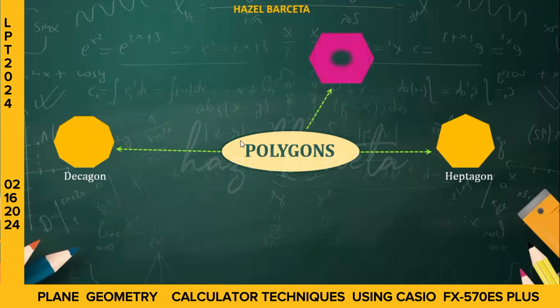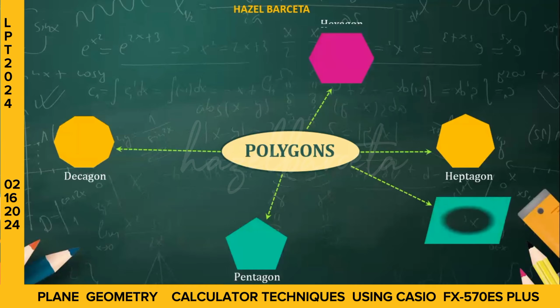How about this one? 1, 2, 3, 4, 5, 6. 6 is hexagon. Okay? How about this one? Review na lang po natin. Ito, 1, 2, 3, 4, 5. 5 is pentagon. About this one? 4, quadrilateral. So, what kind of quadrilateral is this? Parallelogram. How about this one? Ito po yung minimum na 3 sides, which is triangle.